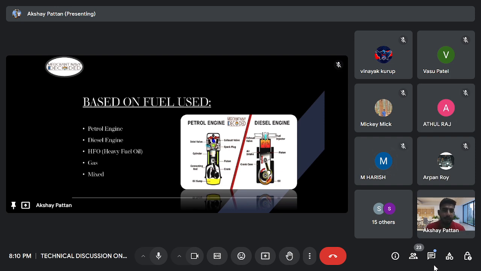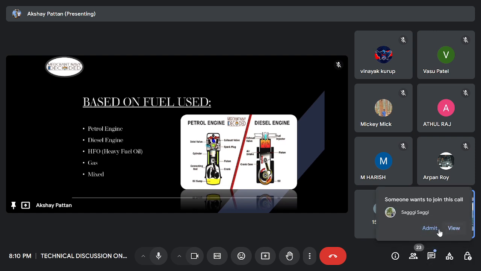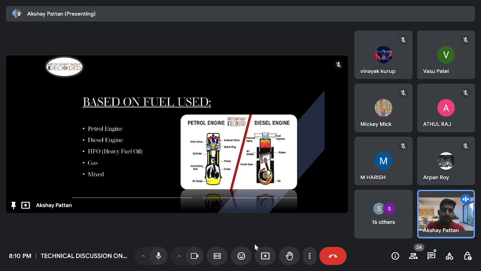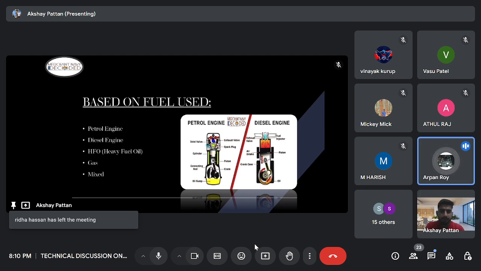Guys, I hope you are clear with what we mean by marine residual fuel. Yes, sir. I have shown two diagrams showing the petrol engine and diesel engine. Can anyone figure out the difference between those two diagrams? Sir, in the petrol engine, the spark plug is used, and in the diesel engine, a nozzle is used to spray the fuel inside the combustion chamber.